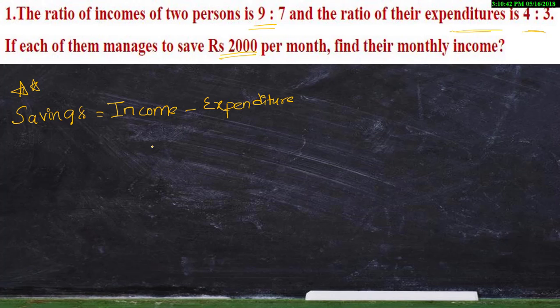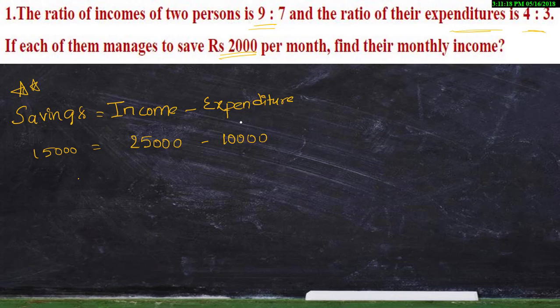For example, you are getting a salary of rupees 25,000, and your expenses are about 10,000. So how much can you save at max? Only 15,000, right? So that means savings is equal to income minus expenditure. That's the basic thing you need to know before solving this problem.